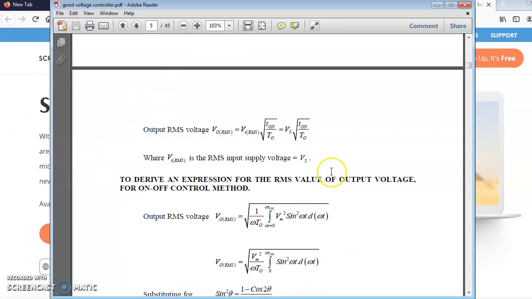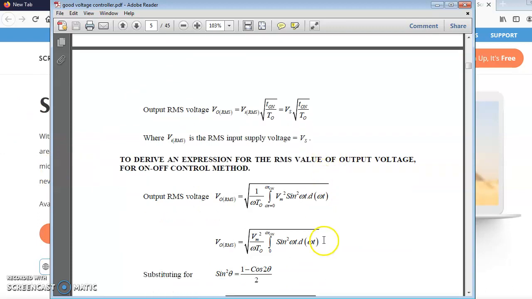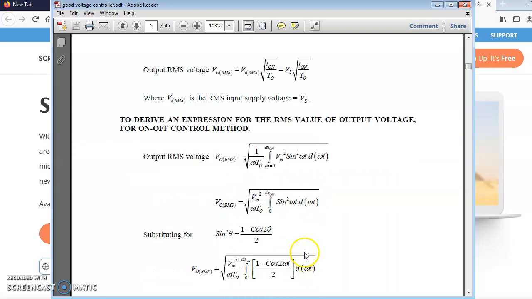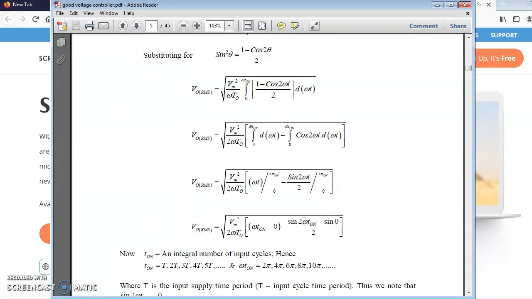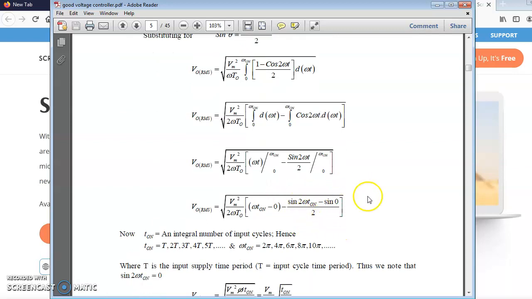And to find the RMS voltage, VRMS, to derive an expression for the RMS value of the output voltage for the on-off control method, you will have to find the VRMS this way. Omega t is equal to 0 to omega t on, the voltage and the average. We do that, solve it, and finally we get this expression after solving it.